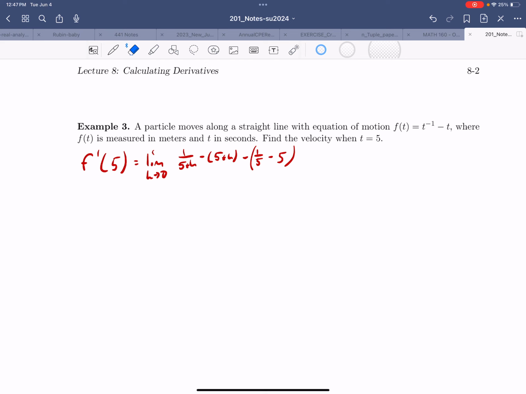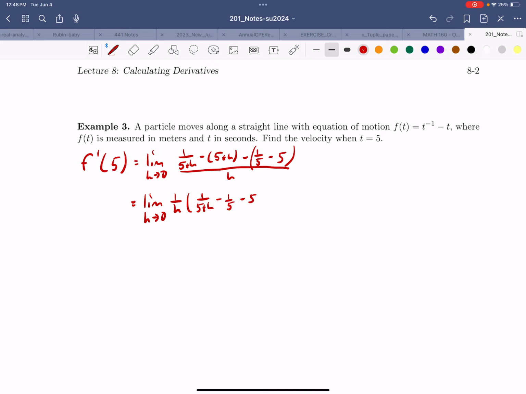Make sure to put parentheses around that. All over h. Now anytime we have a fraction, this is going to be another one of those problems where we're going to move the 1 over h out in front. We're going to have the negative 5 plus h, and then notice that the minus 5 right here is going to become plus 5. So they're going to cancel. So let's group stuff accordingly. We're going to have 1 over 5 plus h minus 1/5, and then minus 5 minus h plus 5. Okay, to be clear, this is the minus 5 minus h. This is the plus 5.